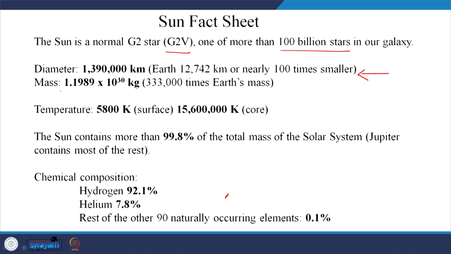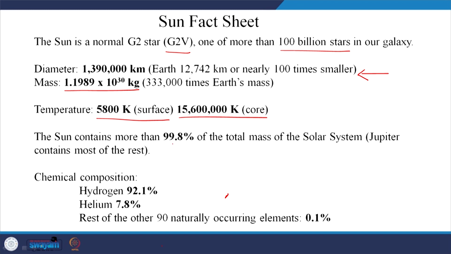The mass of the sun is a very important number. You should always remember this number. It comes in handy in many calculations that we do. The mass of the sun is nearly 1.2 x 10 to the power of 30 kg, which is nearly 3,33,000 times the mass of the earth. The temperature of the sun at the surface is 5,800 Kelvin, and the temperature at the core is nearly 15.6 million Kelvin.